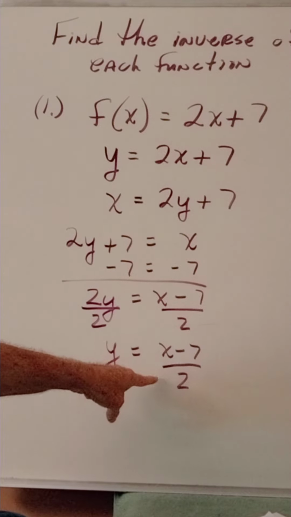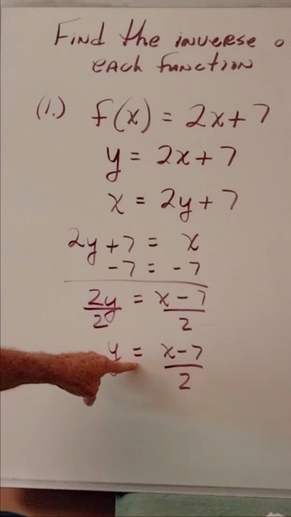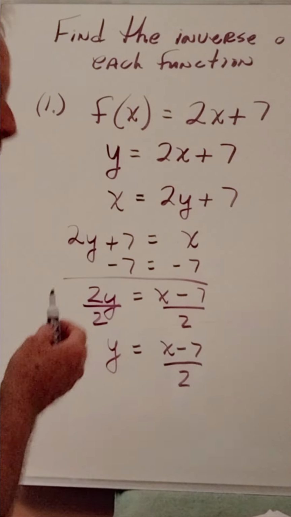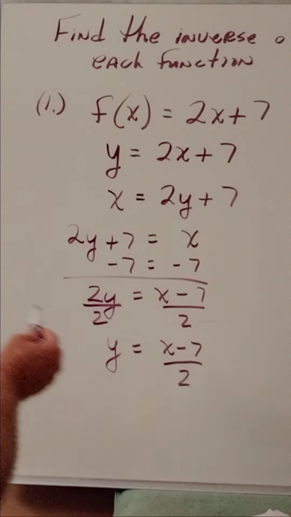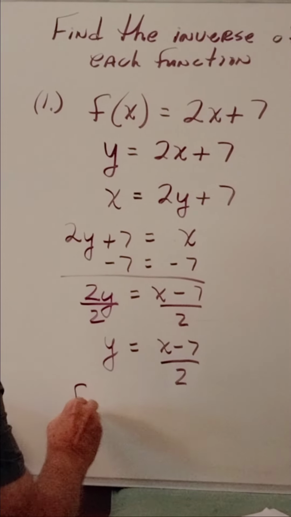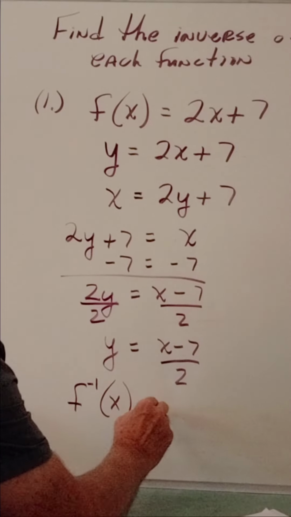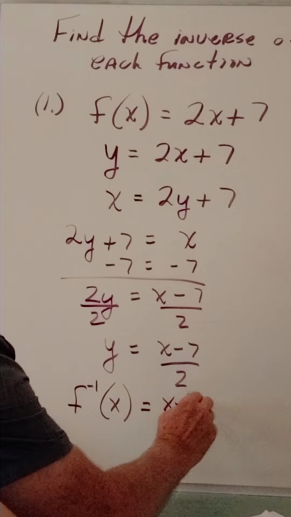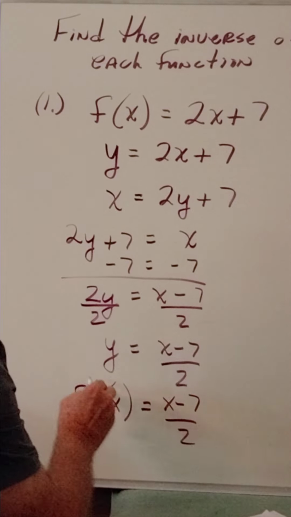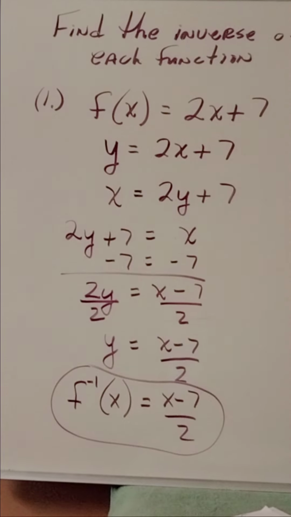The final thing that we do is this. If it is a rightful function, we use the correct notation. In place of y, we put f inverse of x is equal to x minus 7 over 2, and there's the inverse function.